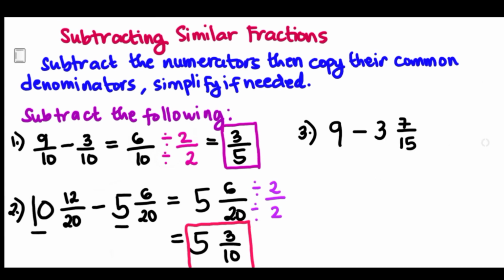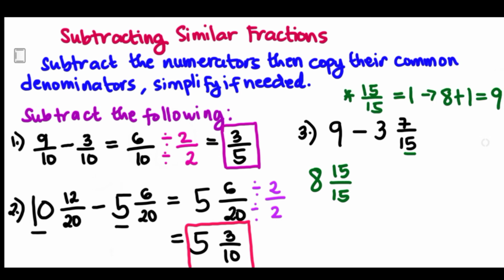So, let's have example number 3. 9 minus 3 and 7 over 15. Okay, so si 9 is whole number. So, kailangan magkaroon tayo ng fraction para dito sa 7 over 15 para may kapareha siya. So, what we are going to do is, we will rewrite 9. So, bawasan natin siya ng isang whole number. So, 9 minus 1 is 8. And then, since 15 po yung denominator, gagayahin po natin siya. 15 over 15.